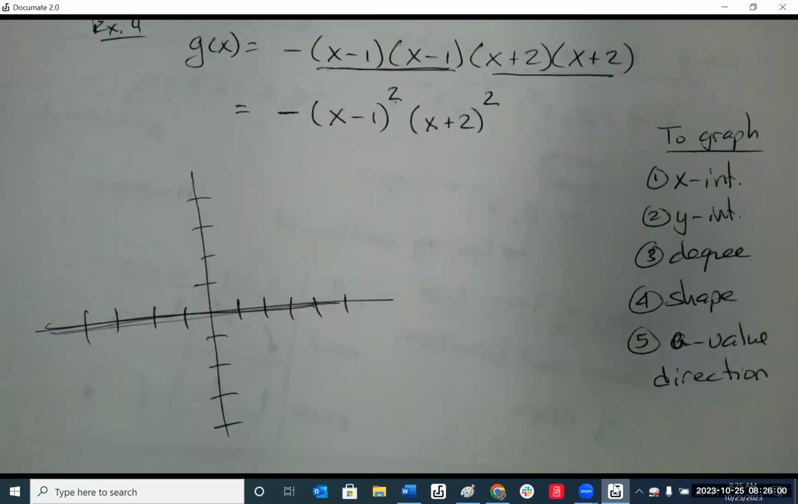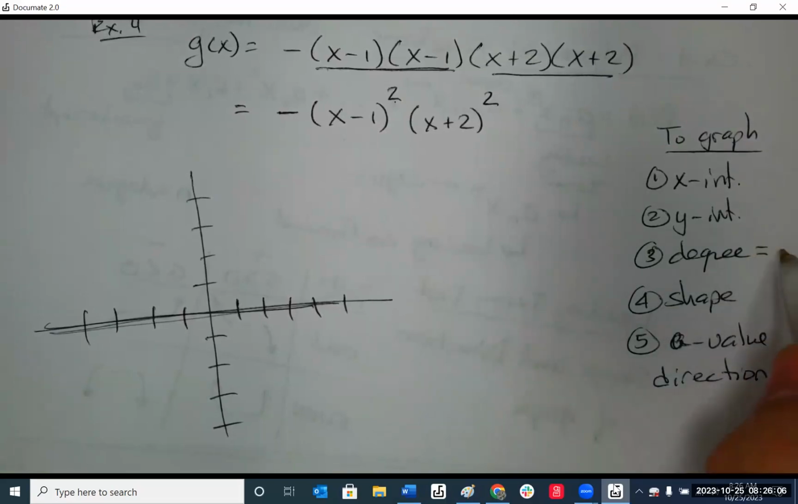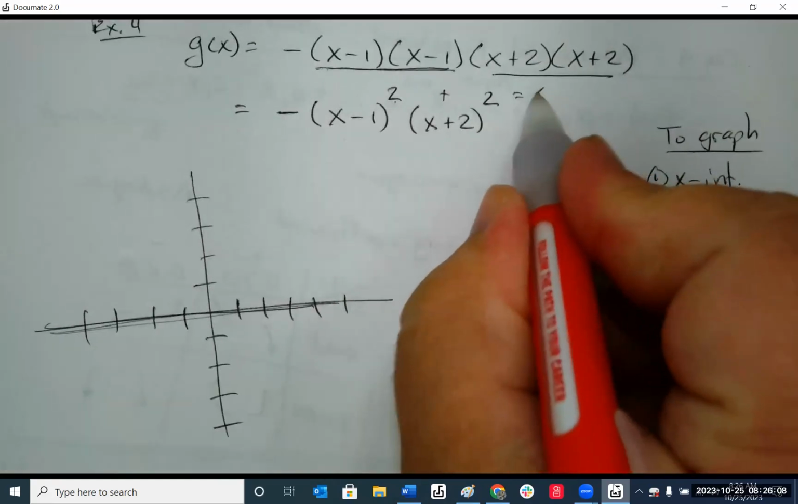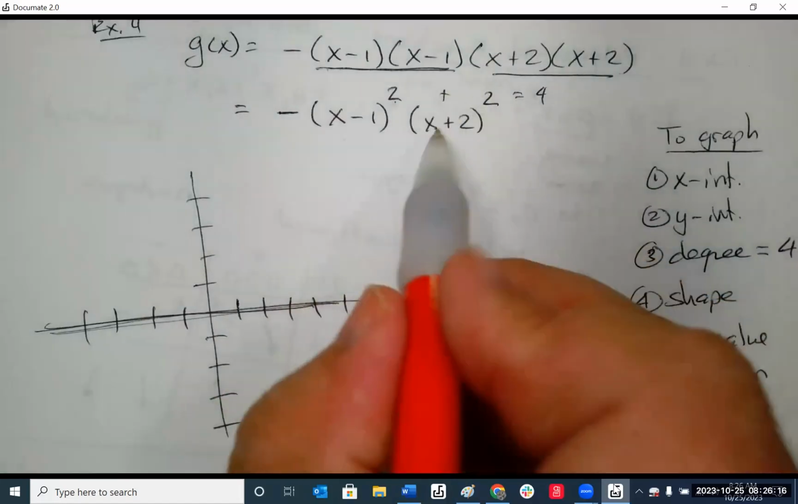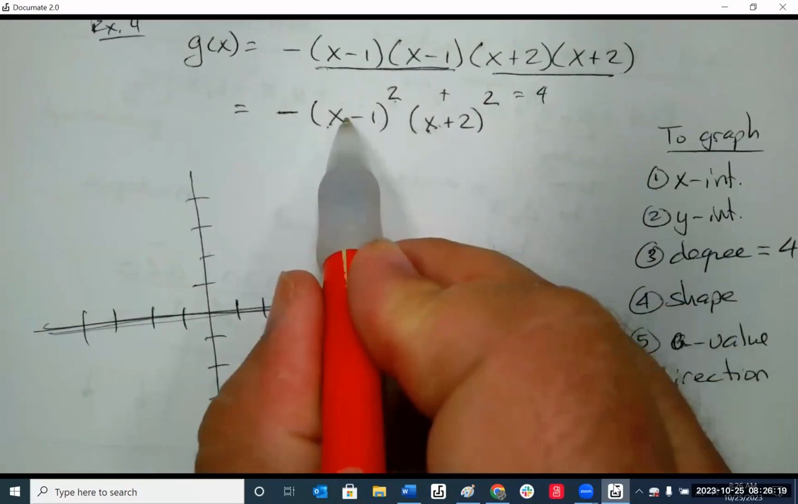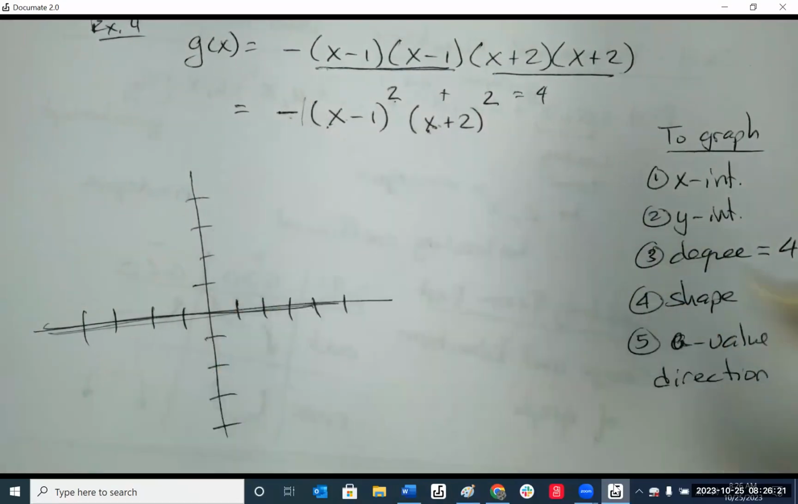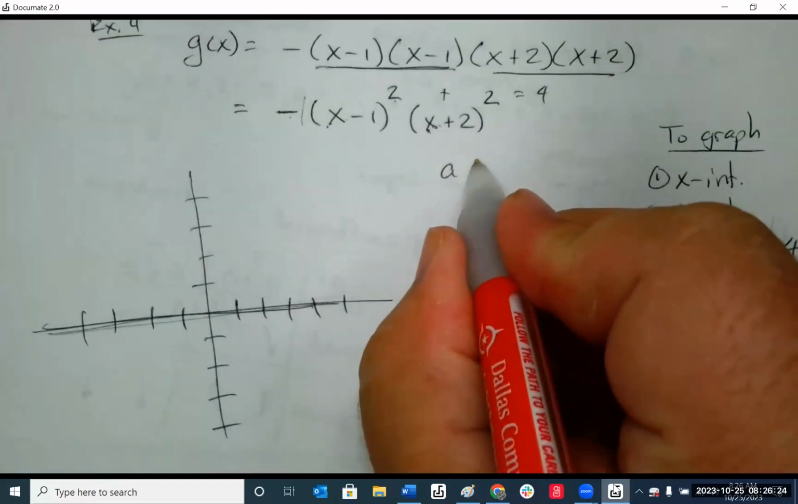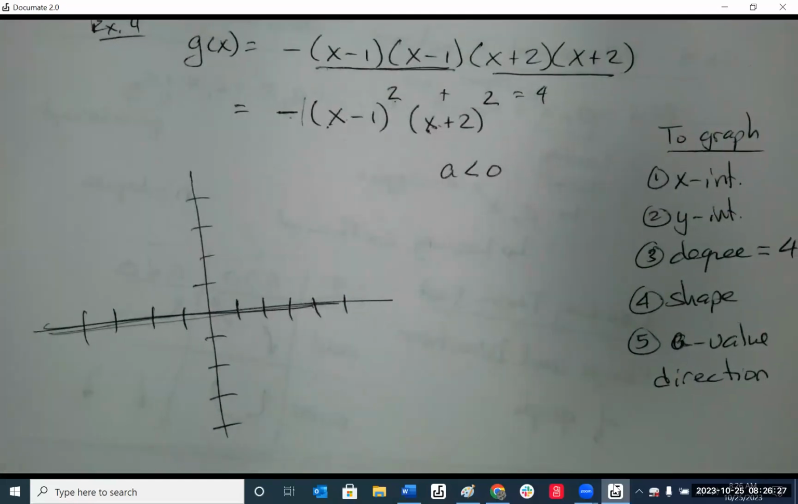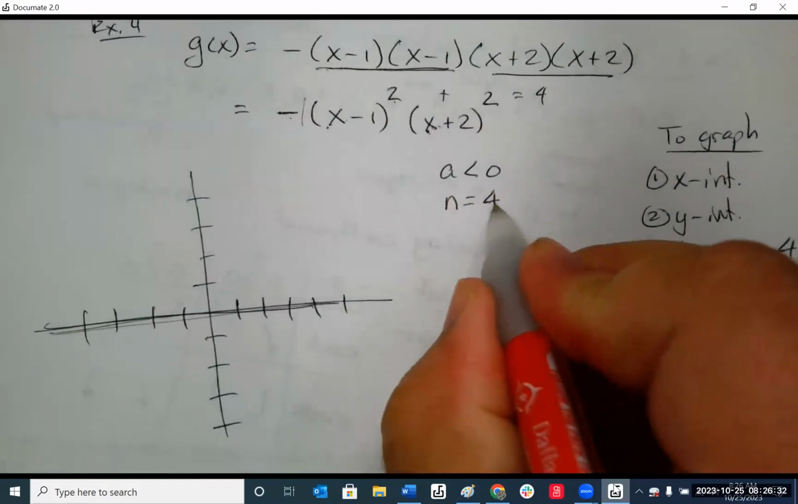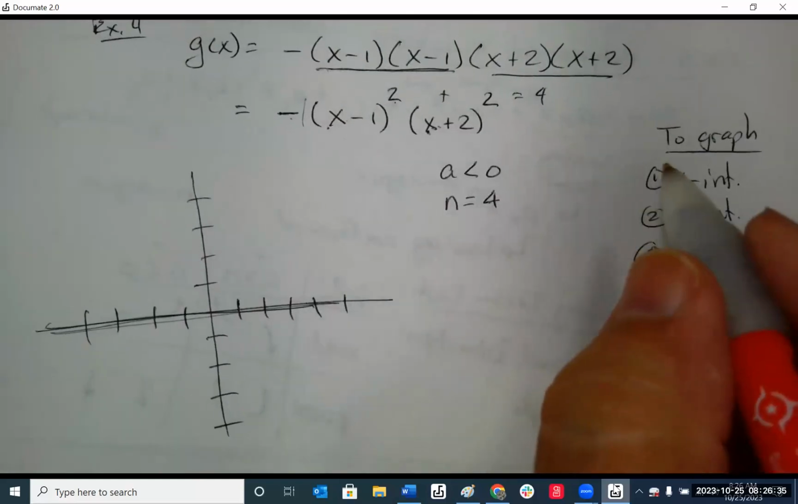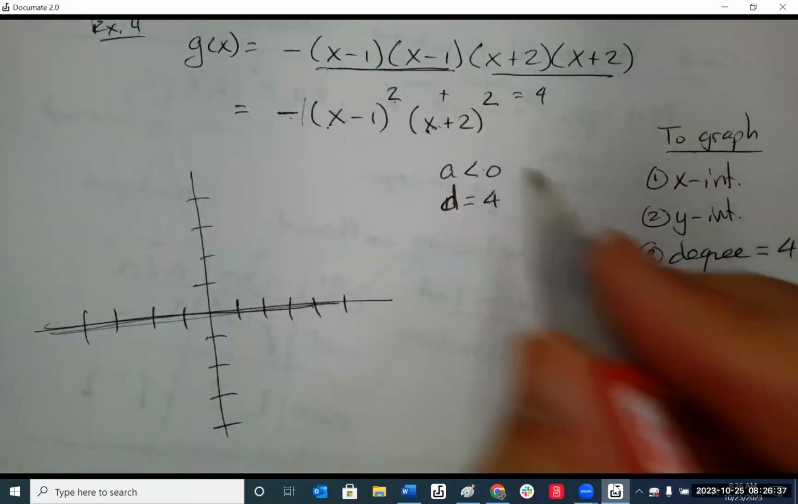So what do we know about this equation? What's the degree? 4. Let's add the exponents. What's the a value? What's the leading coefficient? Is it positive or negative? It's negative, because inside here both x's are positive, and outside it's a negative 1. So a is negative, less than 0. So n equals 4, the degree equals 4, and a is negative.